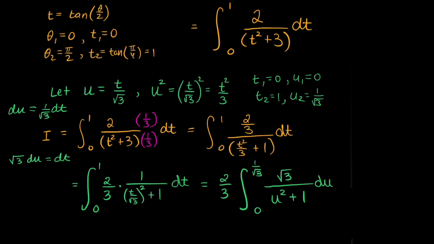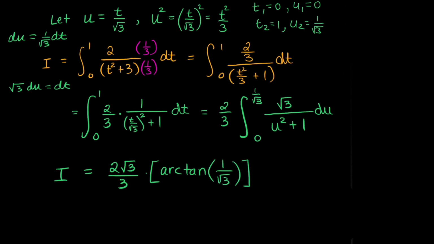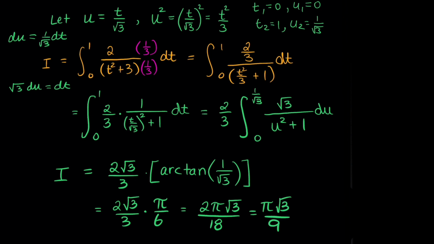So plugging that into our integral here and pulling out that constant of the square root of 3, we get 2 radical 3 over 3 multiplied by the integral that would give us the arctangent evaluated at its limits, really the arctangent of 1 over radical 3. So we get 2 rad 3 over 3, and the arctan of 1 over rad 3 evaluates to pi over 6. So we clean that up a little bit, 2 pi radical 3 over 18, or pi radical 3 over 9.